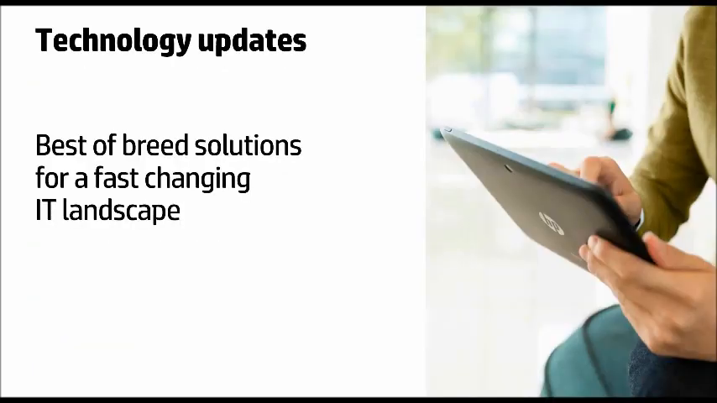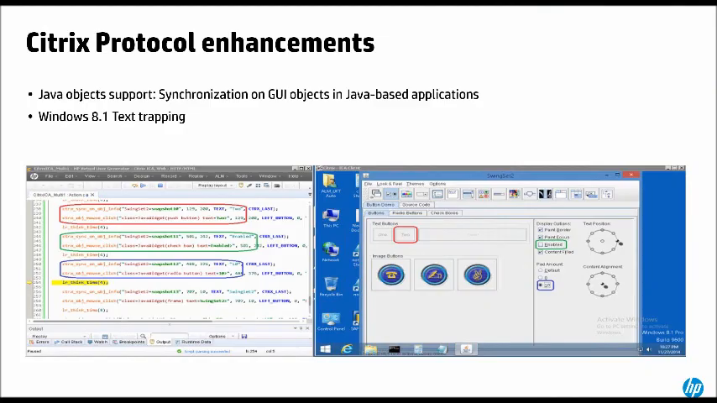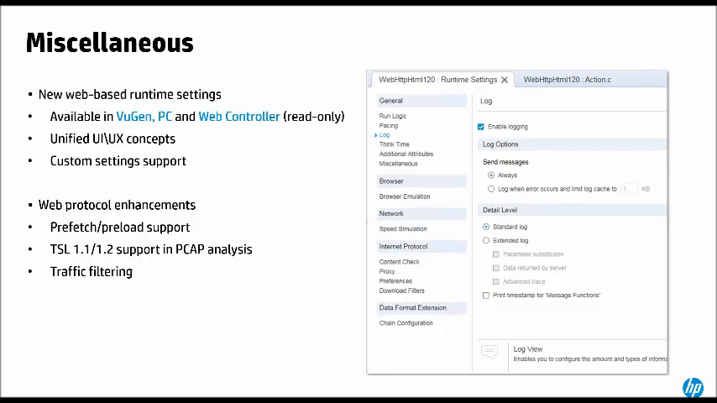And some of the miscellaneous updates in this release, we're enhancing the Citrix protocol for object recognition on different platforms. One is the Java object support, and two is Windows 8.1 text trapping. As Microsoft has evolved how they display text in their UI, it becomes necessary for us to implement changes to support that.